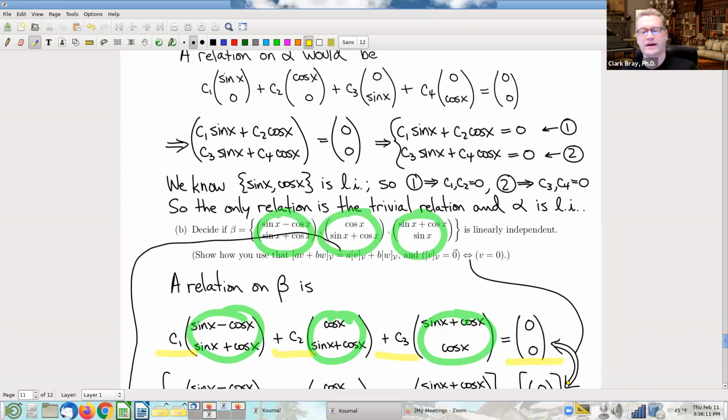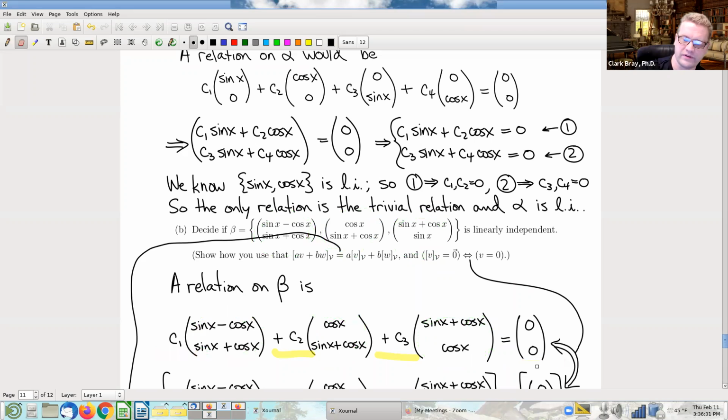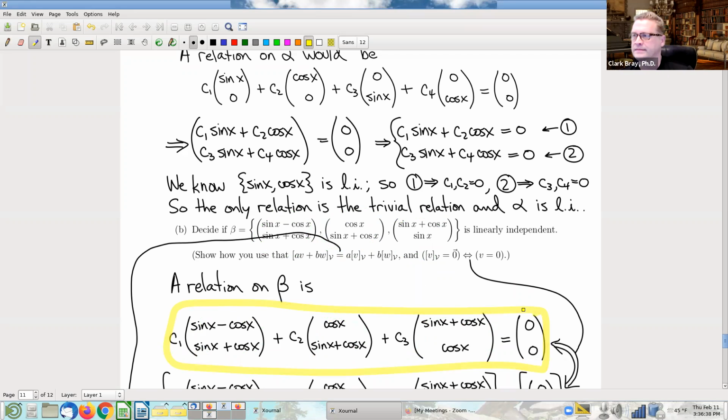Linear combination of these vectors that hopefully, fingers crossed, add up to 0. We need to decide if the only relation is the trivial relation, or could there perhaps be a significant relation? So that's our question. And again, just like in the previous example, we find ourselves looking at a hard vector equation that we don't really know how to deal with. How would I draw a conclusion about this?